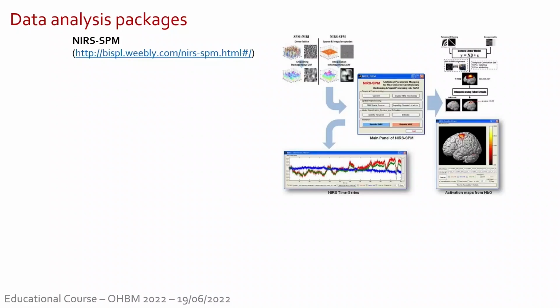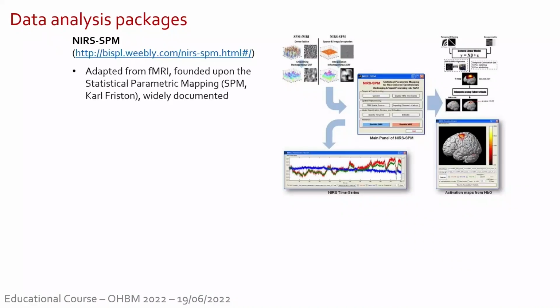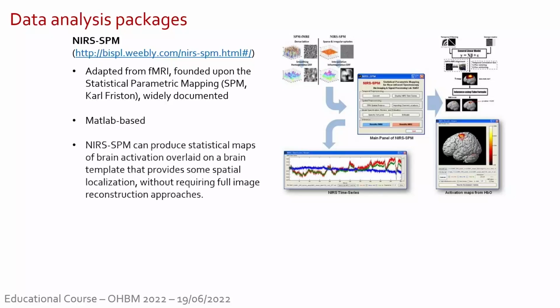NIRS SPM, so for those of you who use SPM for fMRI, you will like that. Also the GUI is very, very similar. And the idea behind it is literally importing the NIRS data and treating them as if they were fMRI. So it has been adapted from fMRI. Again, it's MATLAB based. All these programs that we've been talking about, you can either use the GUI or use the function in MATLAB yourself as you wish.